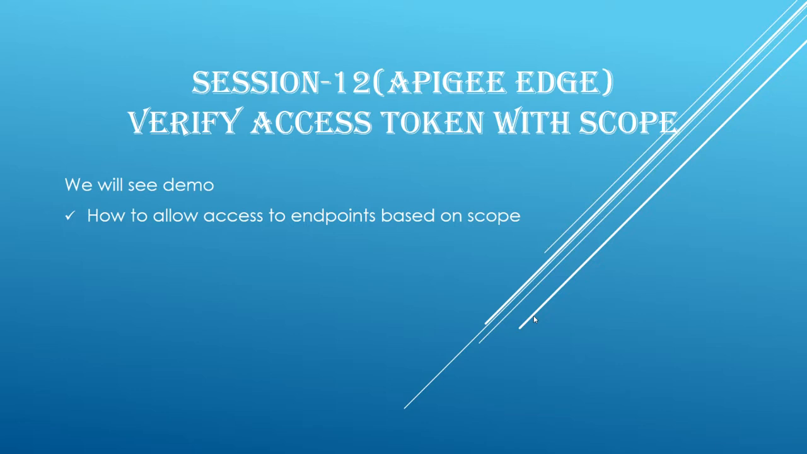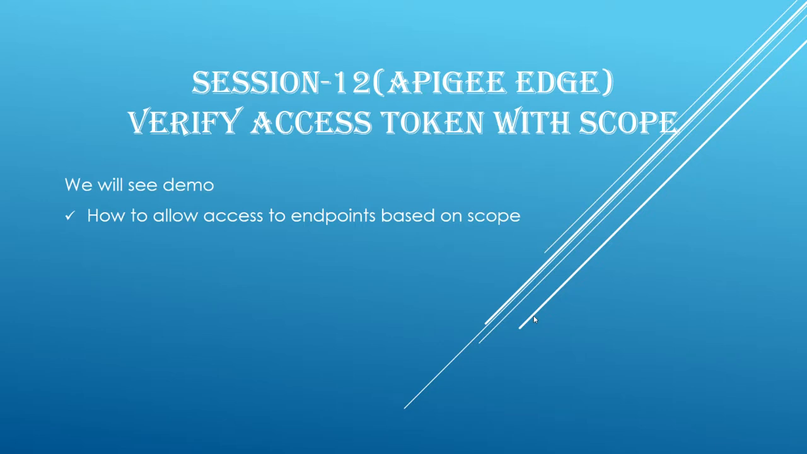Alright, in our previous video session, we have discussed how to associate scope with an access token when generating access token. In case you haven't watched our previous session, I would strongly recommend you to watch before proceeding with this video session because you need to know how to generate access token with scope first. Then only you'll be able to understand how to verify access token with scope.